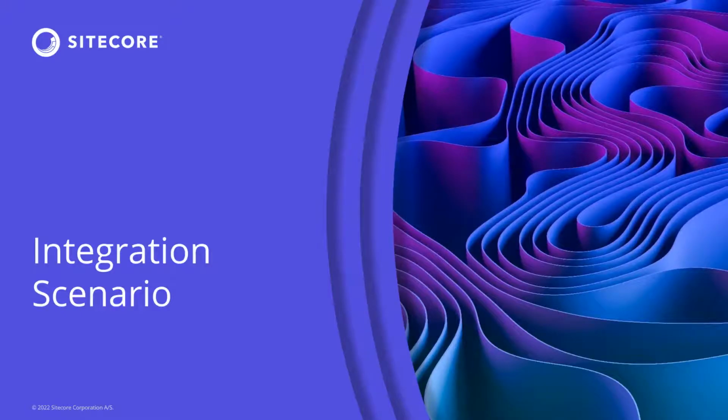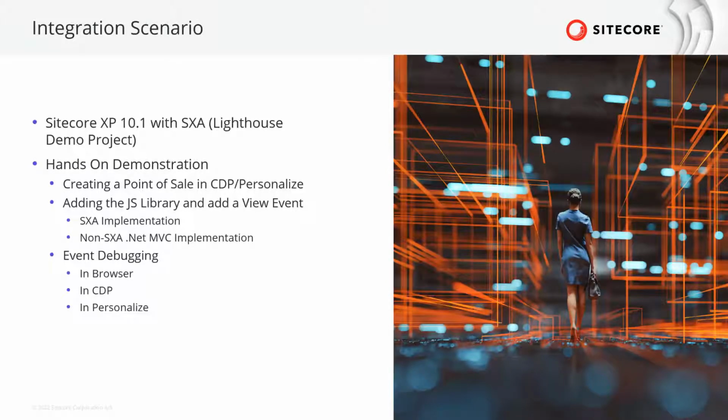So let's talk about our integration scenario. As previously mentioned, we're going to be using XP and SXA, but we're also going to be using 10.1 and a Lighthouse demo project. It's important to note that 10.1 means that it doesn't really matter what version of Sitecore we're trying to use. This could be a 10.1 instance, it could be an 8.2 instance, it really doesn't matter here. What's important is that you can achieve it with SXA or .NET MVC to integrate Sitecore, Personalize, and CDP into your product, which kind of goes towards the migration story that I'll be sharing more in the future.